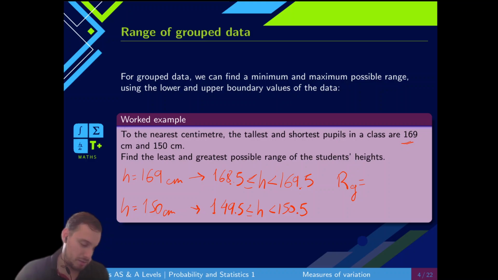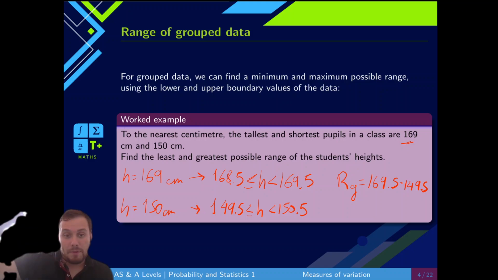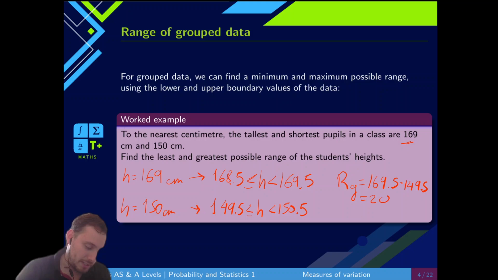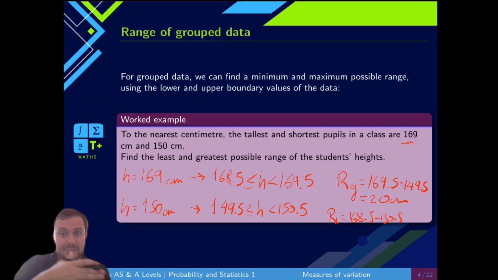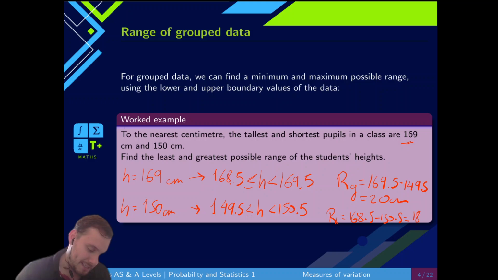But you can have the greatest range, which will be the greatest value that we can make with these numbers. It will be 169.5 minus 149.5. We take the upper boundary for the tallest pupil and the lower boundary for the shortest pupil, and this will give us 20 centimeters. And then for the least possible range, this will be 168.5 minus 150.5. We're taking the lower limit for the tallest student and the upper limit for the shortest student, and this will give us 18 centimeters.